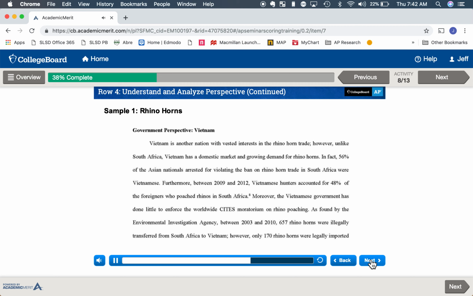Just for example, the section on the Vietnamese government on page 4 clearly explains how it is linked to the failure of the ban in South Africa. In this way, the perspectives are in conversation with each other. They are not random and simply listed, but contribute to the whole.